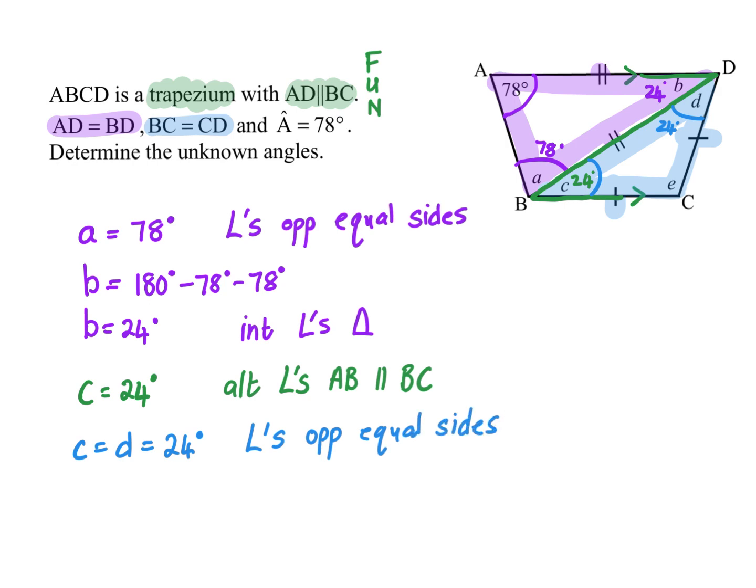And now to find E is going to be very easy because I have to say 180 minus 24 minus another 24. And that gives me a value of 132 degrees. Our reason for this is int angles of triangle.